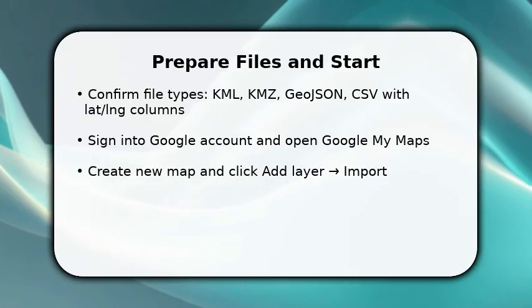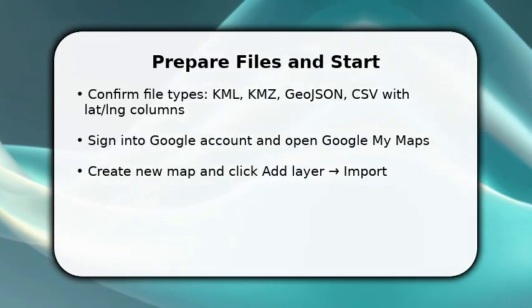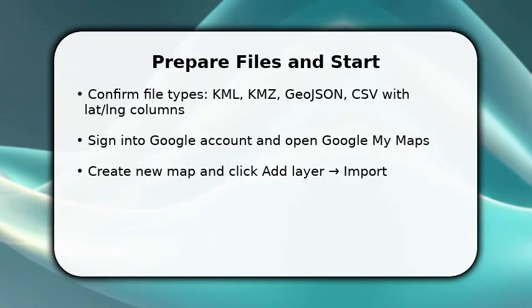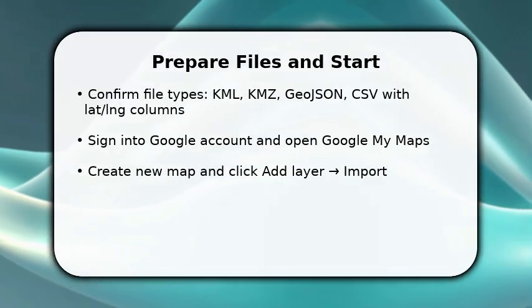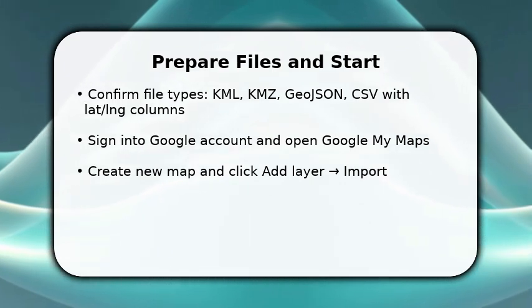Creating a new map immediately scopes your import destination. Click Add Layer and choose Import to start. This directs the platform to ingest the file and map your points, which speeds validation and prevents mismatched columns later.